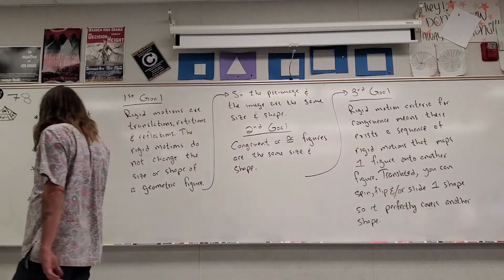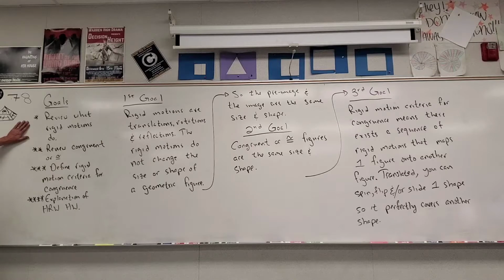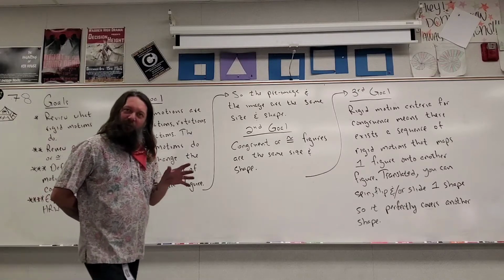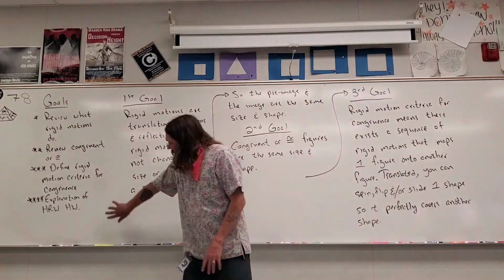But what I do know are the 4 goals that we have today. And they're actually going to be kind of short, even though there's quite a few goals. Our first goal, review what rigid motions do. Second goal, review the symbol which means congruent. Our third goal is to define rigid motion criteria for congruence. And our fourth goal is going to be an explanation of the HRW homework. This does not apply to my regular Integrated 1 class, only my honors class. So once we finish the third goal, I'm going to have to make a supplementary video for my Integrated 1 class. My honors students, you need to stick around for this.